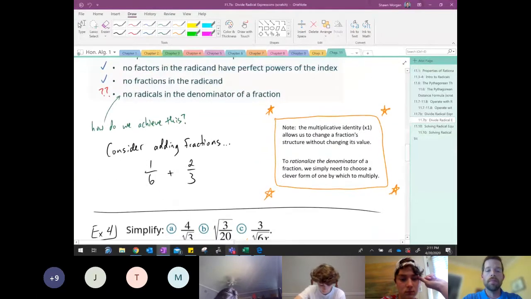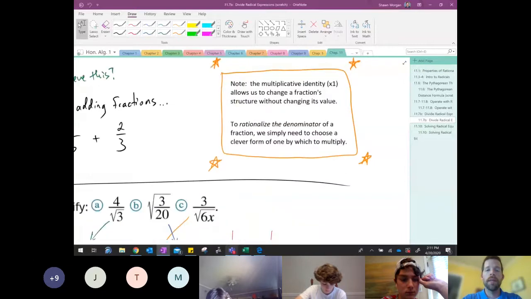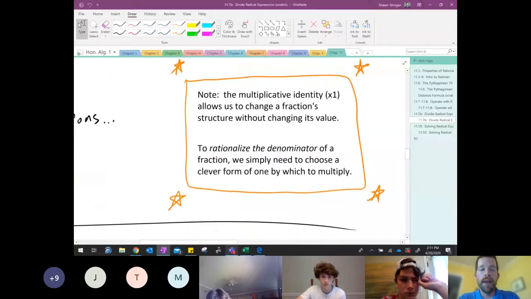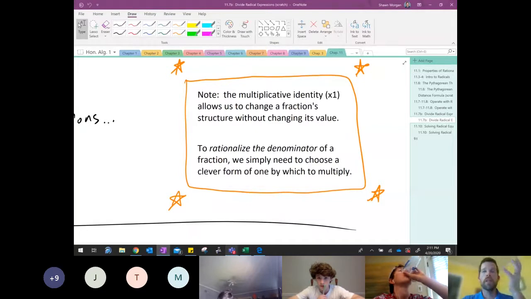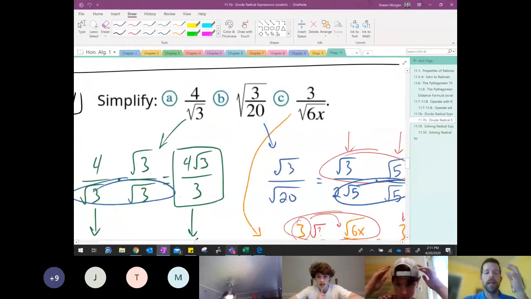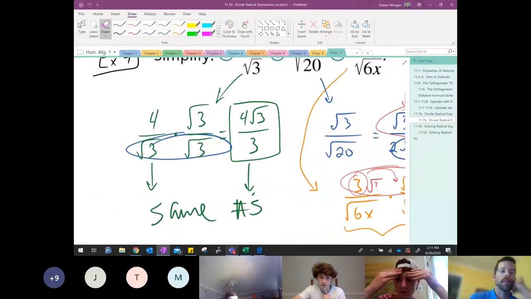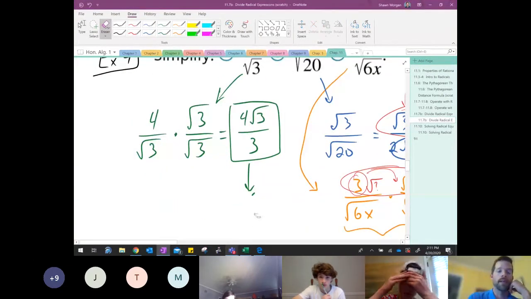This would be a good note to have down if you didn't write it already. When we're getting a square root out of the denominator, it is by multiplying by a clever form of 1. And in that clever form of 1, we choose such that when we multiply, it gets rid of the radical. So look at this example. This was a real basic example we did last week, right?